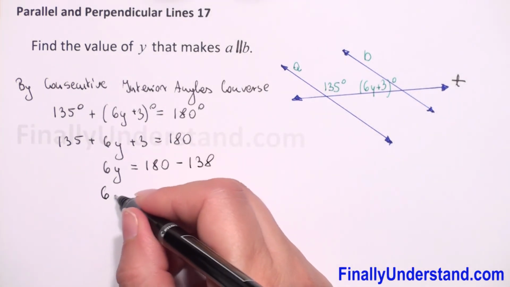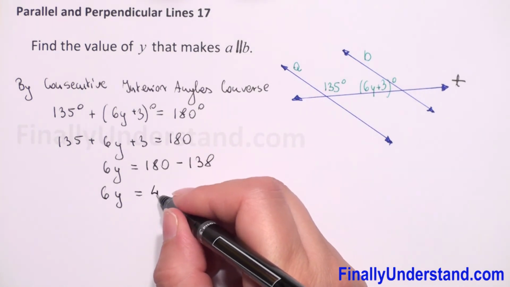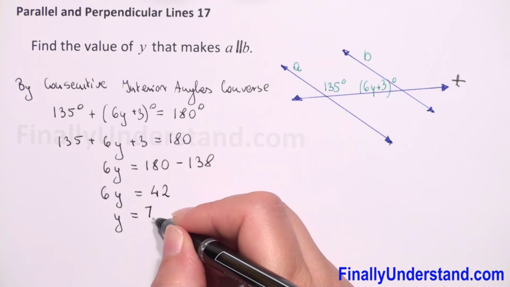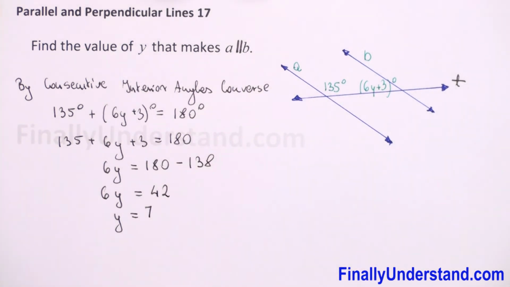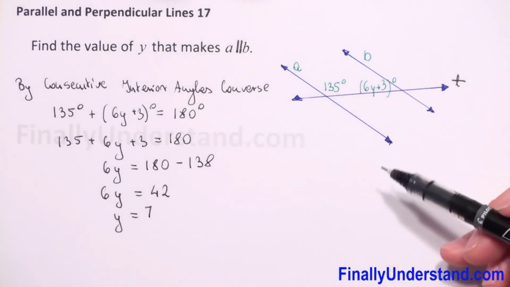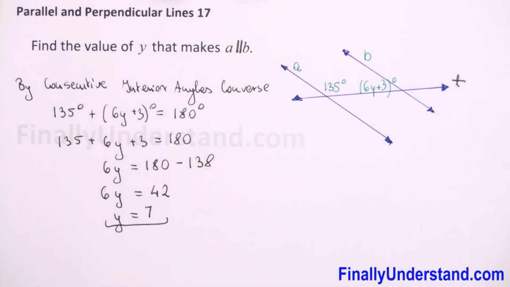So we have that 6y is equal to 42. So we have that y is equal to 7. So for y equals 7, our lines A and B are parallel. This is my solution.